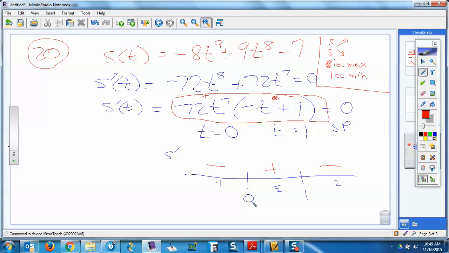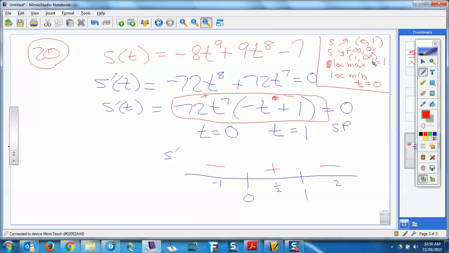I got a local min right here. So a local min at, not x, t equals 0. I got a local max right here because S prime changes there. So this is t equals 1. Where is S increasing? That would be between 0 and 1 because S prime is positive. And where is S decreasing? That would be from negative infinity to 0 and from 1 to infinity because that's where S prime is negative.